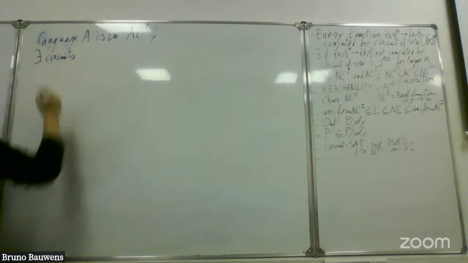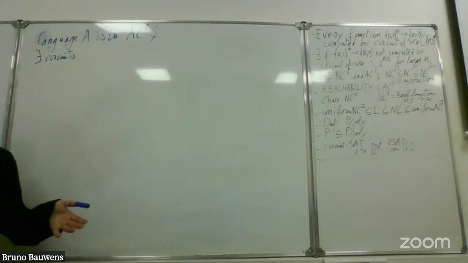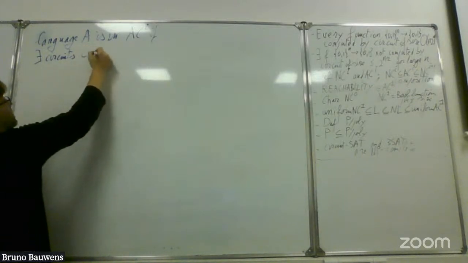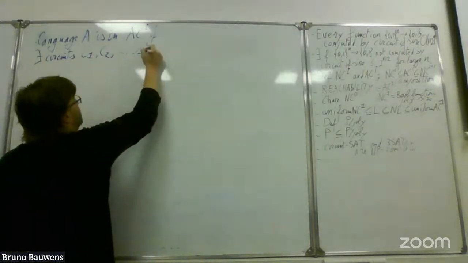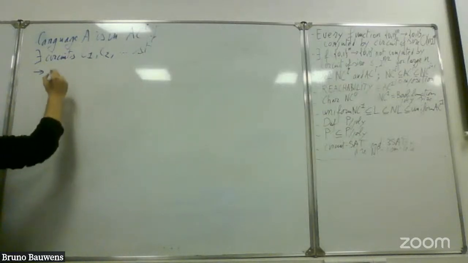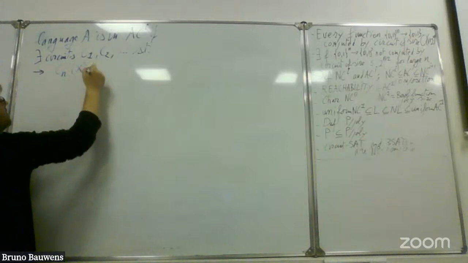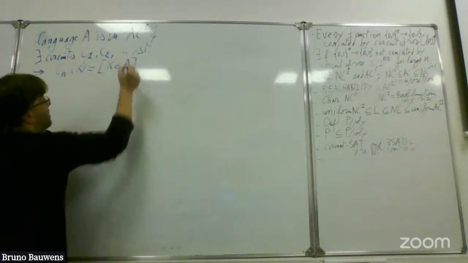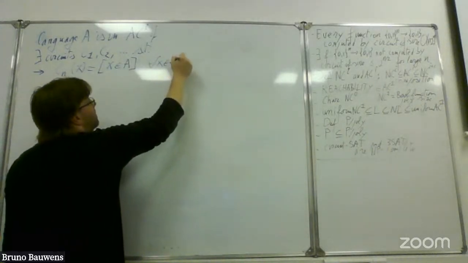Note that a language is a set of strings of any length, but circuits have fixed length. So we will use different circuits for each length. There must exist an infinite sequence of circuits C1, C2, and so on, such that Cn of x is equal to the indicator of whether x is in language A, and this should hold for all x of length n.